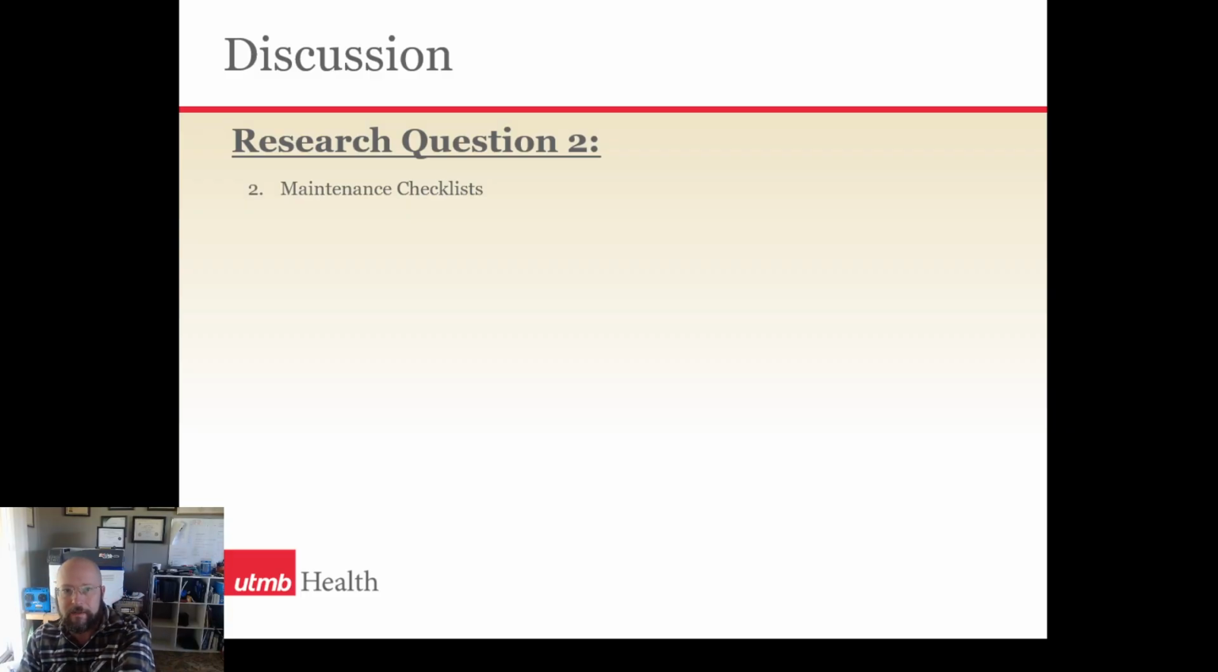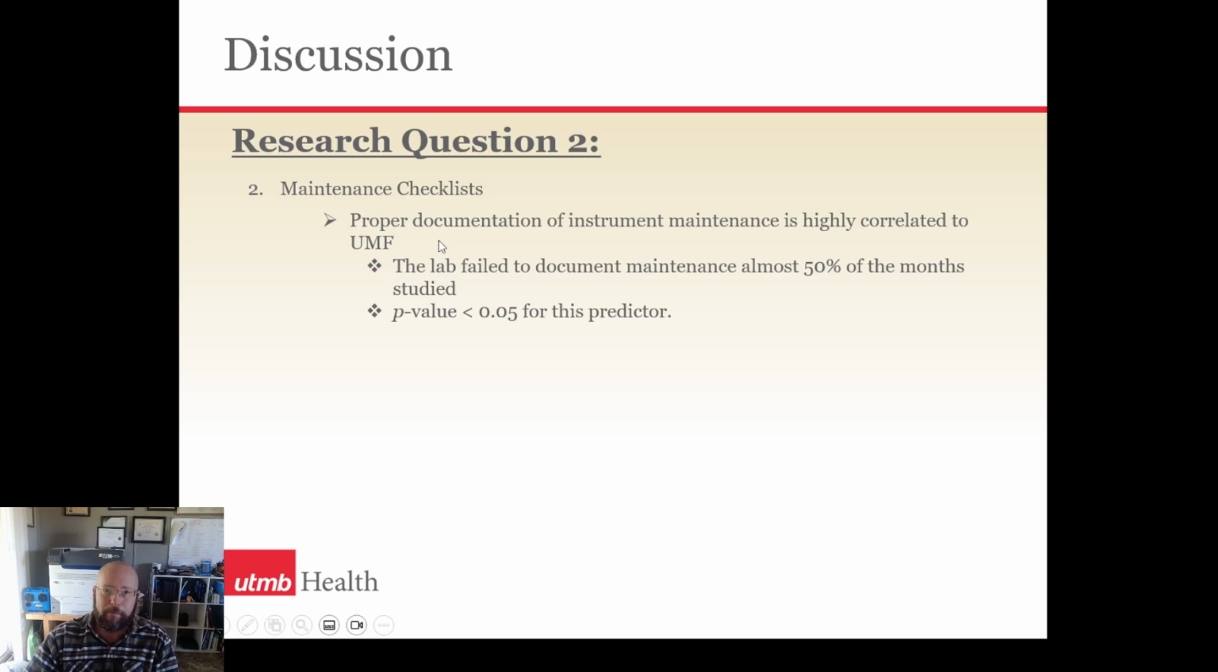So what were those predictive indicators? Maintenance checklists, proper documentation of instrumentation was highly correlated to failure. In this case, these labs failed to document maintenance almost half of the months studied. So there was, of the 24 months studied and the 3 instruments, a total of about 75 maintenance records that would have been on file. About half of those were not complete. And so the p-value for this particular predictor is statistically significant. So failure to document maintenance highly correlated with instrument failure itself.